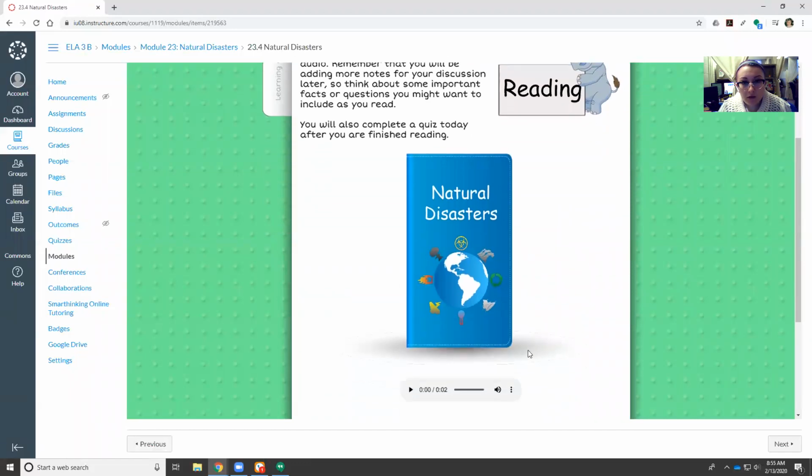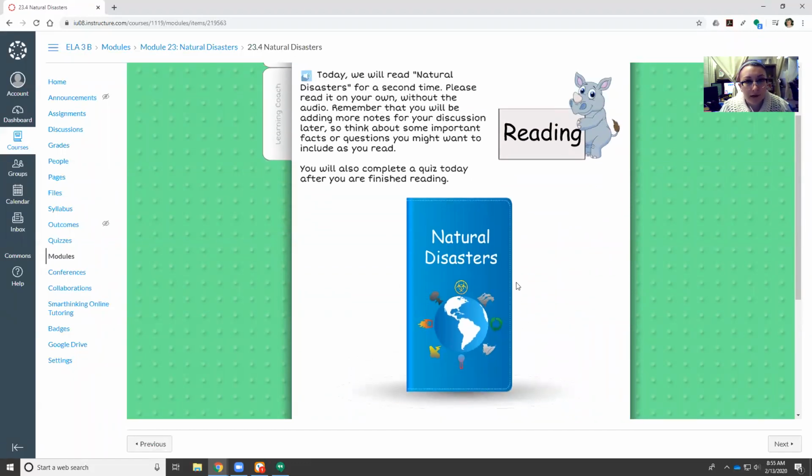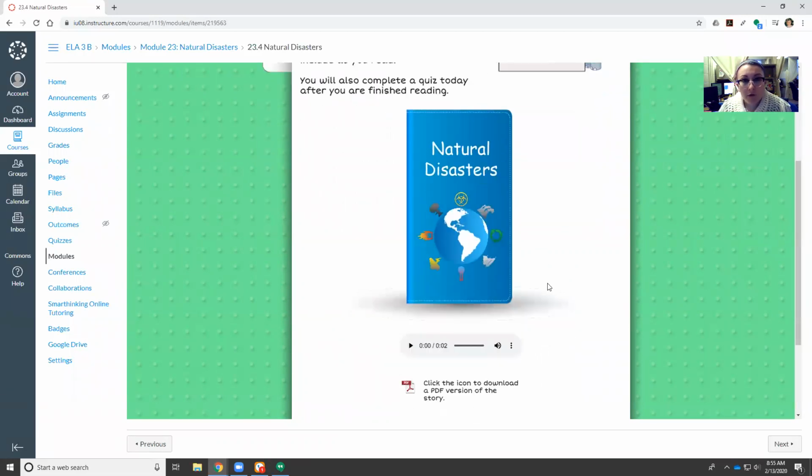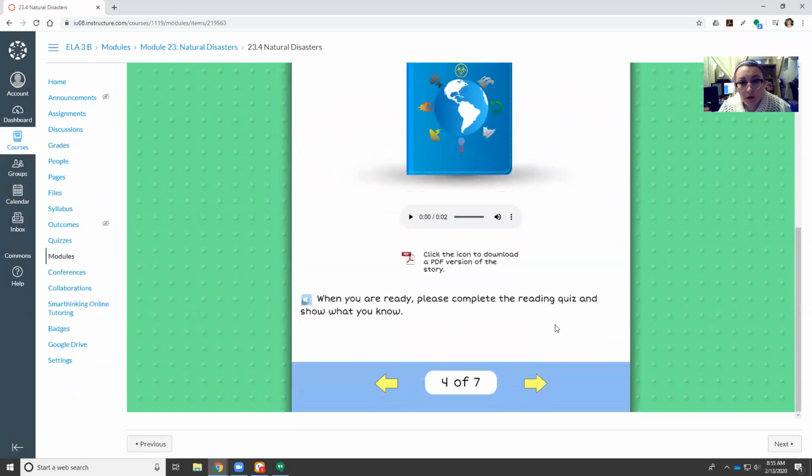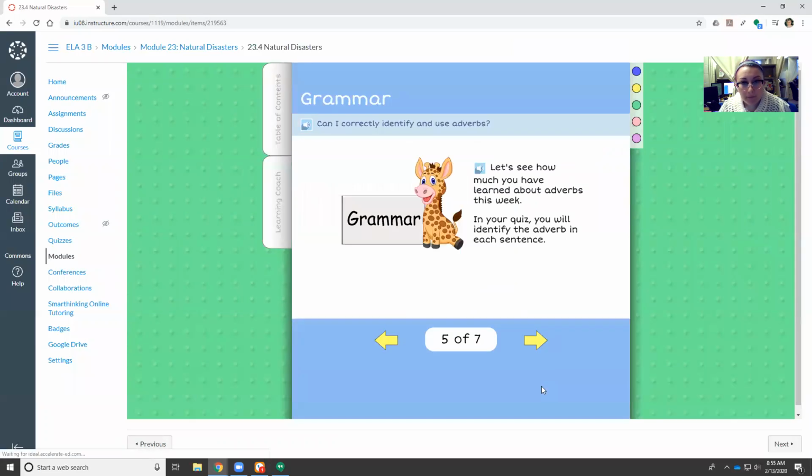For reading, you're going to do your second read through of natural disasters. You can read it on your own, or you can follow along as you listen. And remember that you're going to be adding more notes for your discussion later. So while you're reading, think of some important facts or questions that you might want to include as you're reading. And then you're going to take the reading quiz.